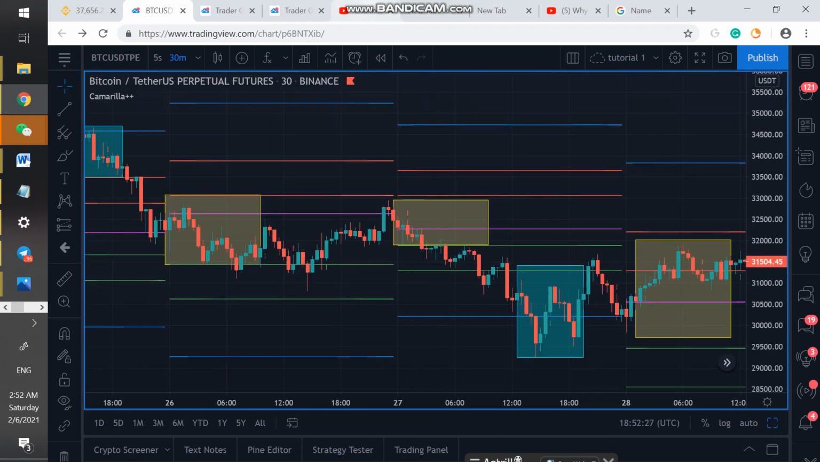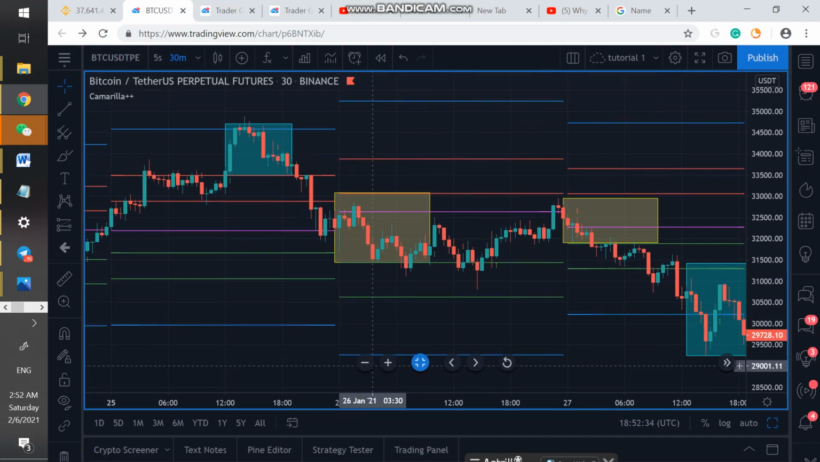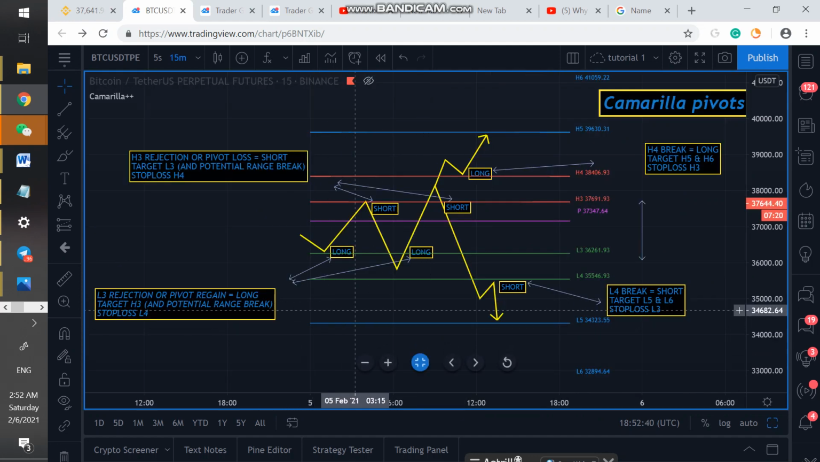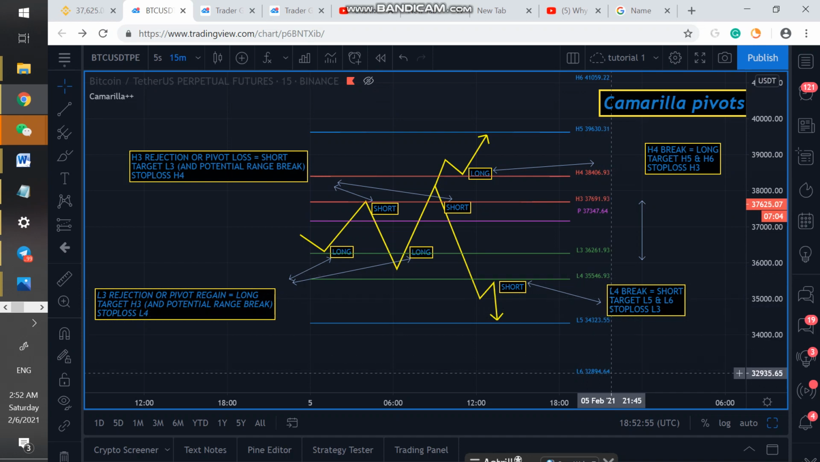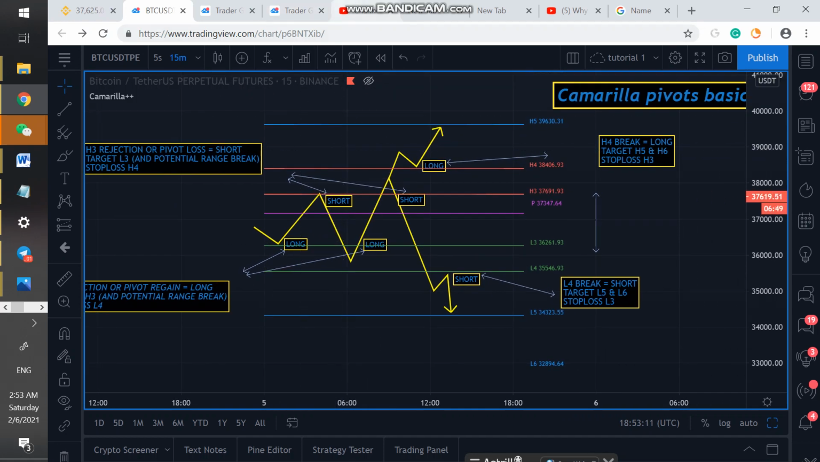More on the Camarilla trading methods in the next video. I hope so far it's been clear. To summarize, you can take a picture of this. 3 to 3 is your range. H4 to H5 and H6 are your breakouts. L4 to L5 and L6, your breakdown. And here you have the general rules for the stop loss and all of that. More on the next video. Thank you for listening.